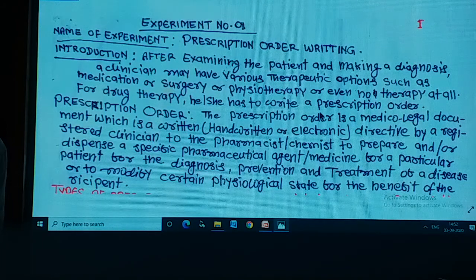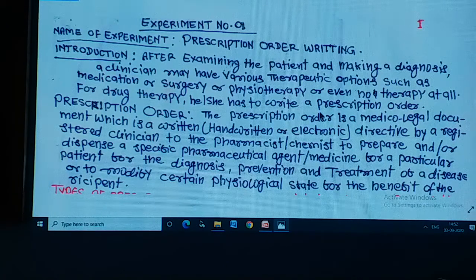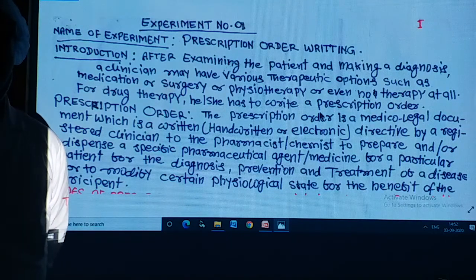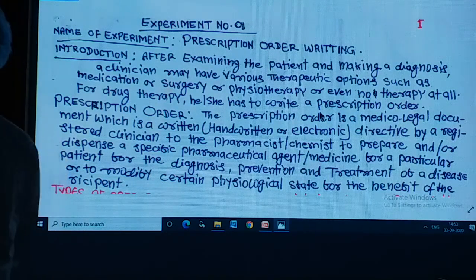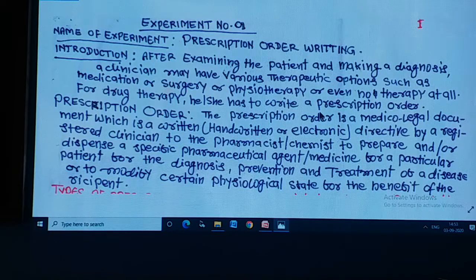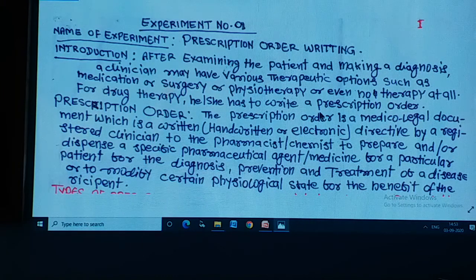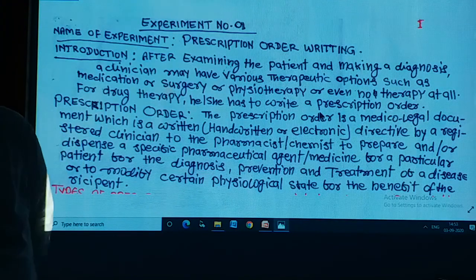Today's first experiment of pharmacy, that is experiment number 1, is prescription order writing. You must know that today's experiment is prescription order, not prescription writing. Prescription writing and prescription order writing are quite different topics. Prescription writing is a broad term which also includes prescription order writing.